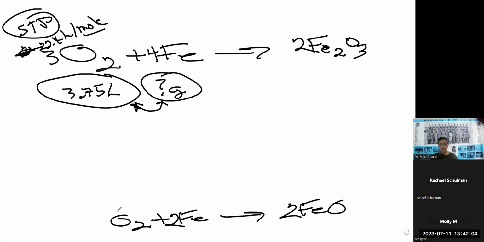Notice the ratio here, this is a 1 to 2 ratio. And up here is a 3 to 4. Totally different ballgame, right? Which is important when we transfer from the moles of oxygen to moles of iron. Okay? So point number 1, make sure you got the correct products. Make sure you got the correct balanced chemical equation.